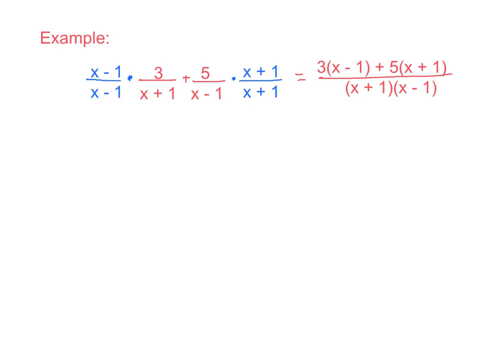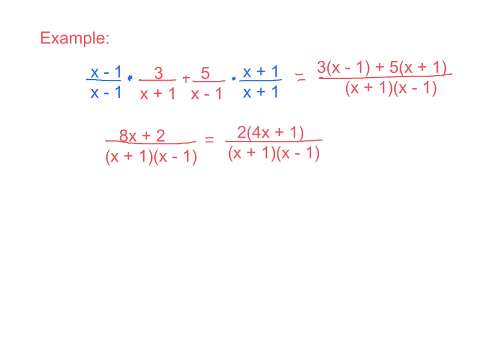So now we have 3 times x minus 1 plus 5 times x plus 1 over x plus 1 times x minus 1. If we distribute the 3 and the 5 and combine like terms, we should end up with our final solution. So now we have 8x plus 2 over x plus 1 times x minus 1. Now notice we can still factor and simplify the numerator slightly. So our final fully simplified answer is 2 times 4x plus 1 over x plus 1 times x minus 1.